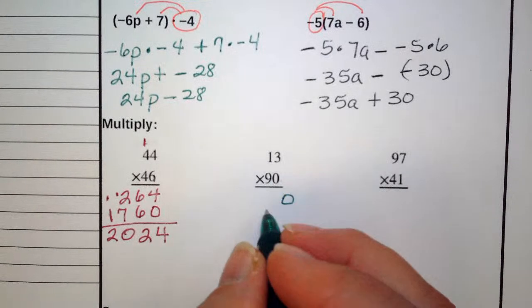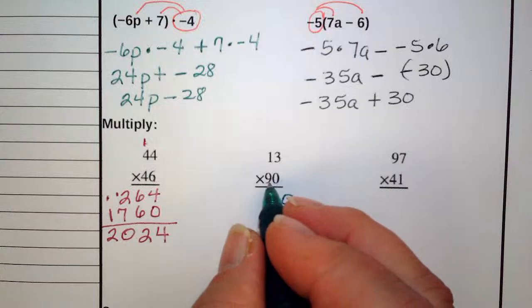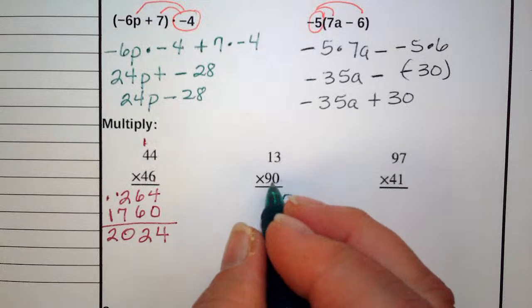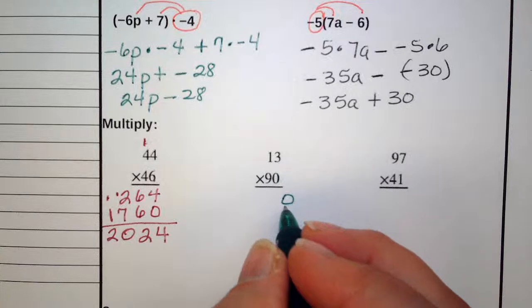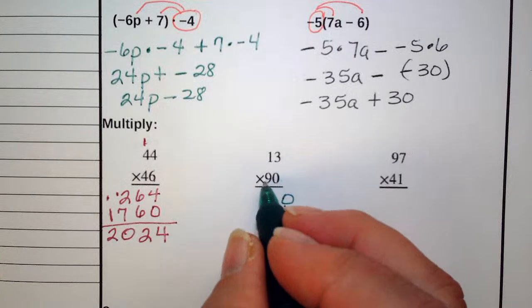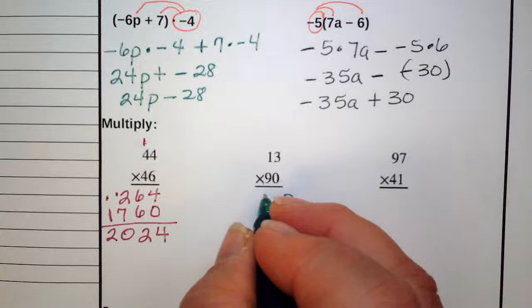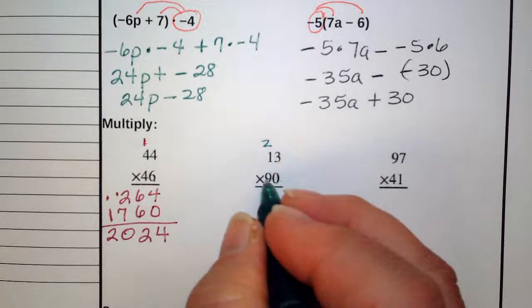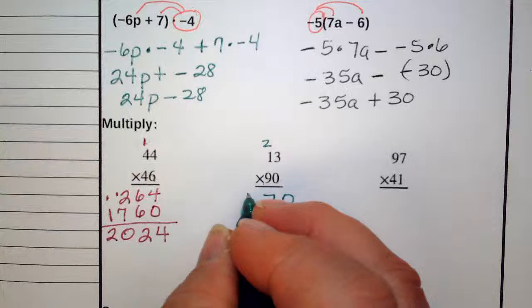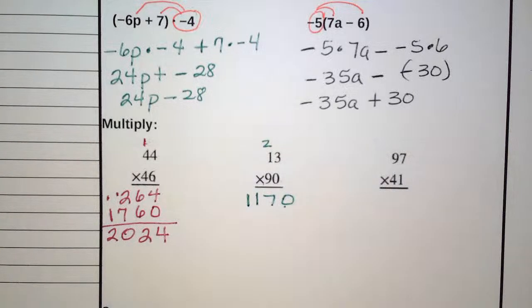Then we have to move over 1 placeholder. So the 0 comes here. We've moved over 1. Now we multiply by 9. 9 times 3 is 27. Carry the 2. 9 times 1 is 9, plus 2 is 11. So 13 times 90 is 1,170.